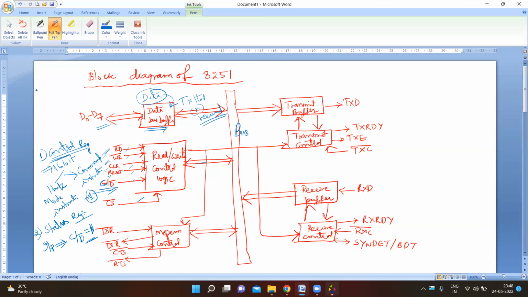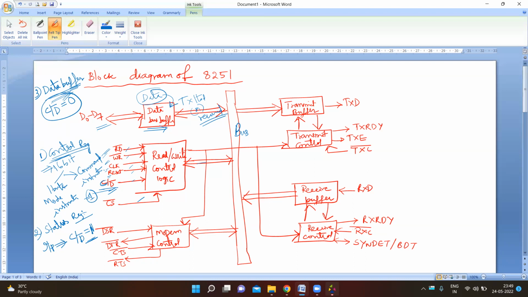The third buffer register is the data buffer register. The data buffer register is a bidirectional register. It can send data or receive data. It is addressed as an input port and output port when the C/D bar pin is equal to 0. It acts as an input port as well as an output port.